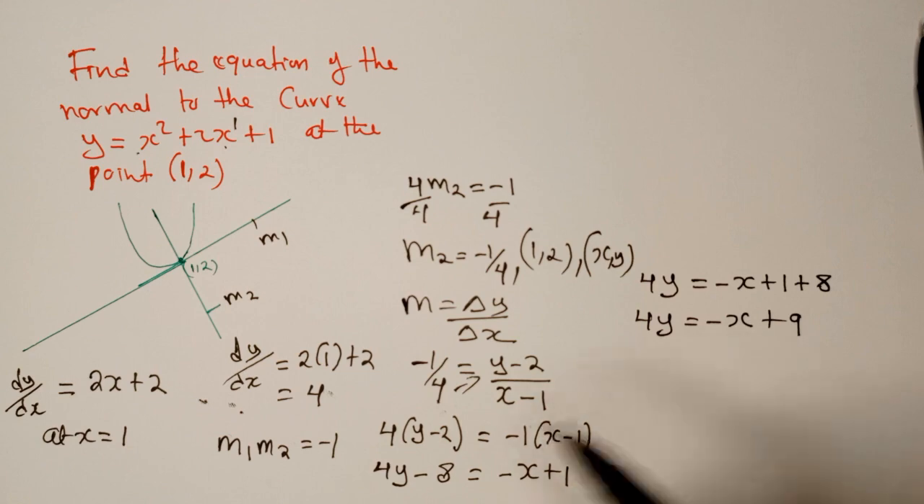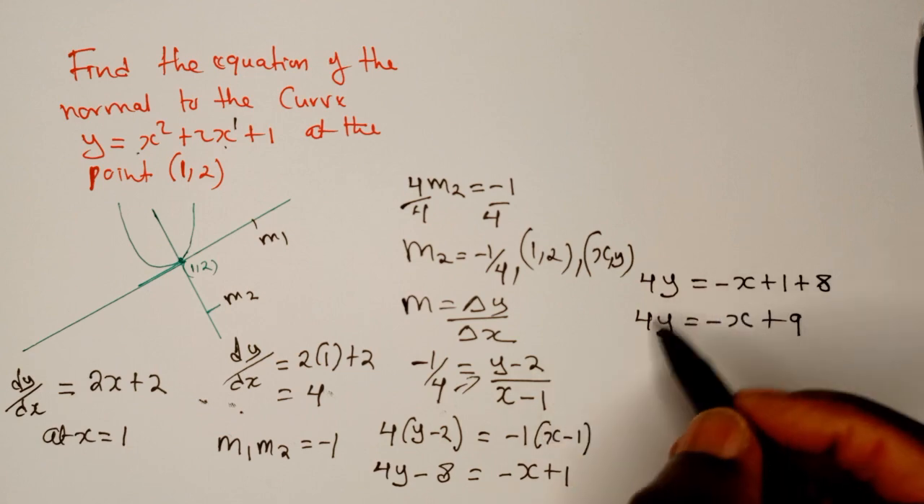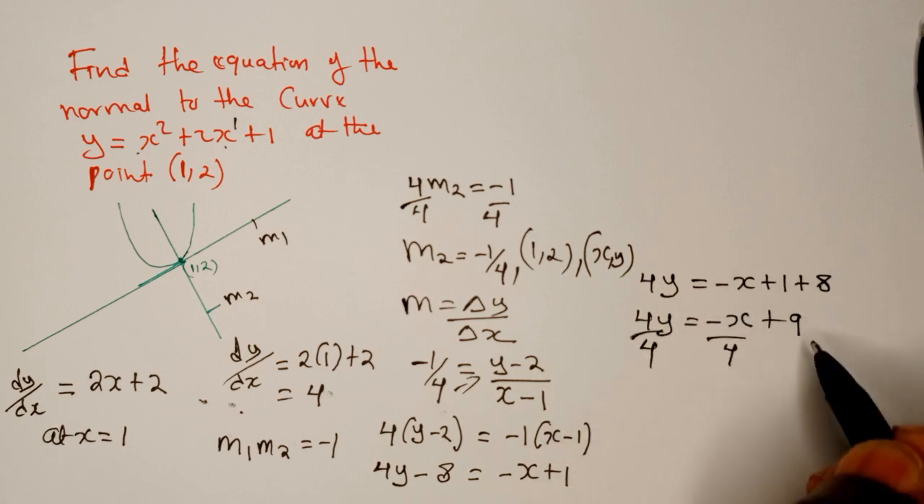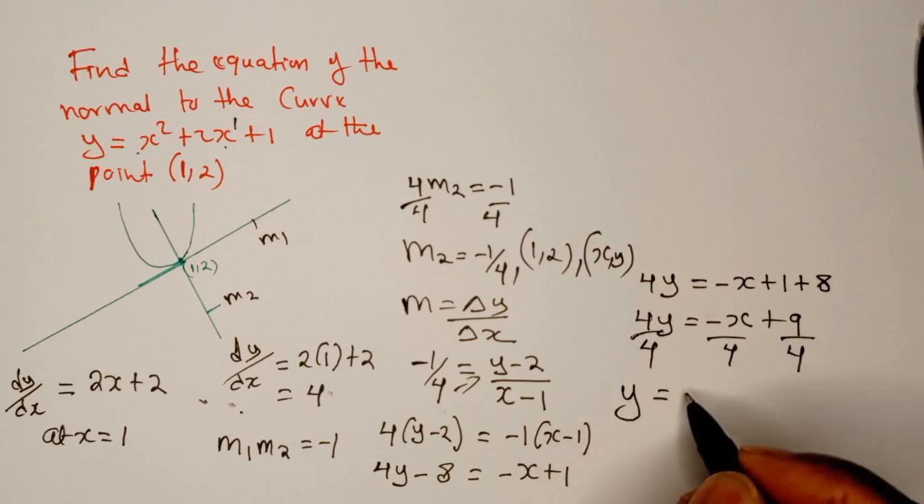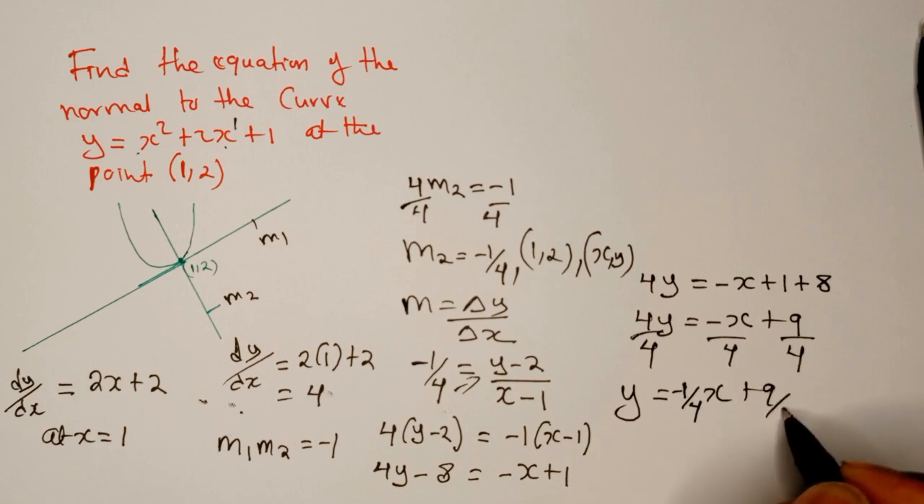So you can leave the answer at that point, or you can divide both sides by 4, everything by 4, so that you have y is equal to -1 over 4 x plus 9 over 4.